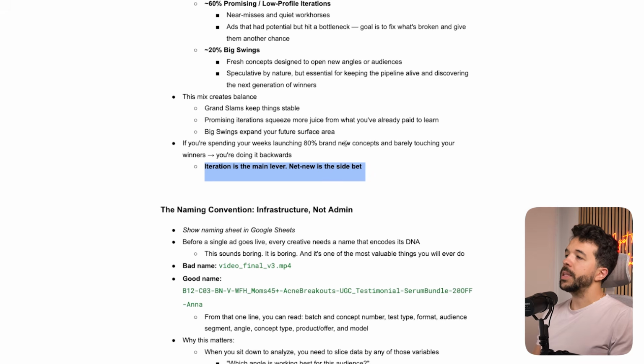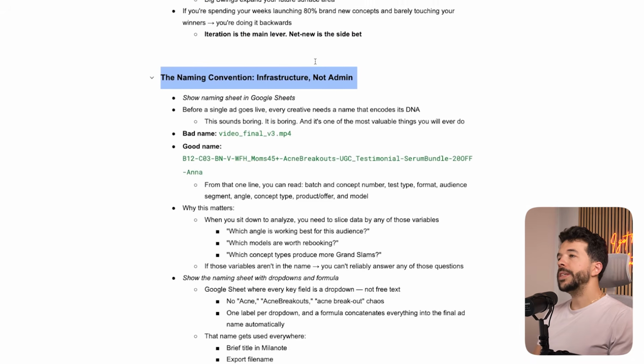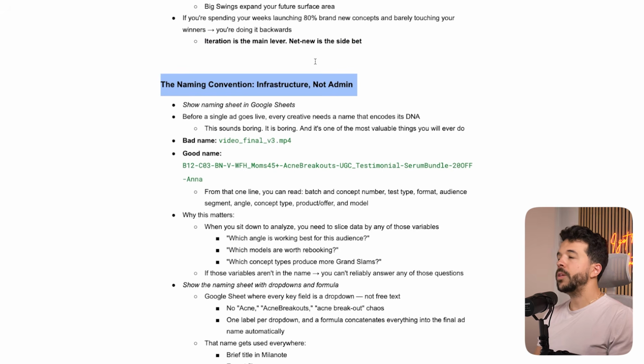Then let's talk about naming convention, because most people tend to confuse what the naming convention is there for. They think it's some sort of admin work, tedious, boring, that they have to do.